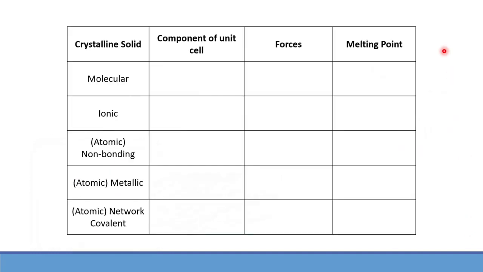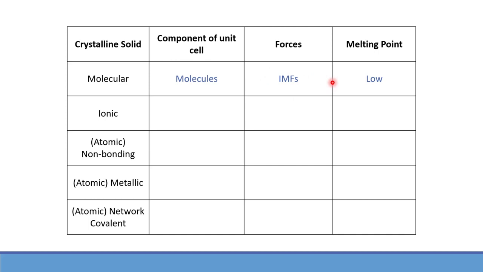Okay, so now hopefully you were able to fill out some of this table. If you haven't yet and would like to go back and review those, please do. Otherwise, I'm going to go forward and we'll summarize what we've just discussed in this table here. So the component of the unit cell is probably going to be the easiest column to fill out. The crystalline molecular solids have molecules that make up the components of the unit cell. And the forces are all of those IMFs. So it could be dispersion forces, dipole-dipole interactions, hydrogen bonds, something like that.